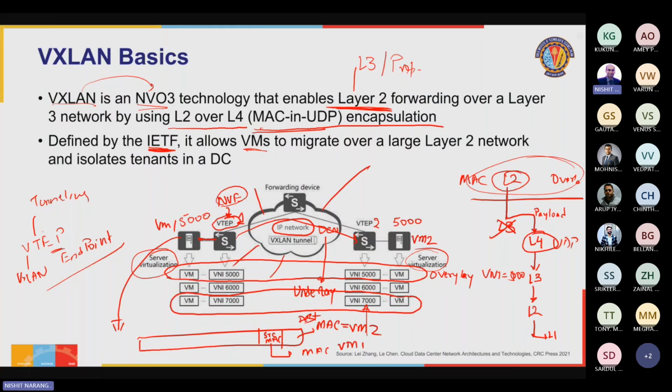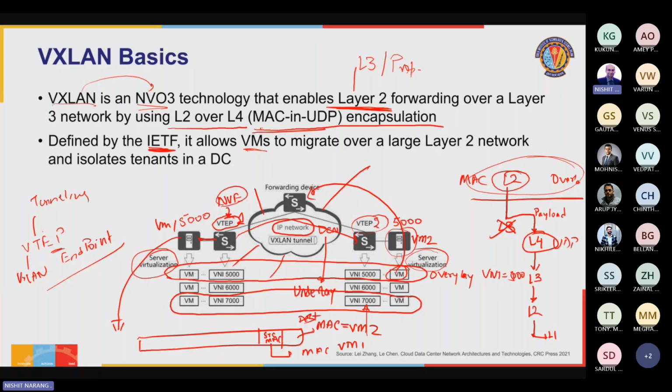There is nothing in the MAC address. In fact, we said VMs can even get migrated. Right now it's running on server 1. Tomorrow this VM might get moved to another physical server. And that different physical server may be supported by a different VTEP. So how does VTEP1 know that it has to create a tunnel with VTEP2?